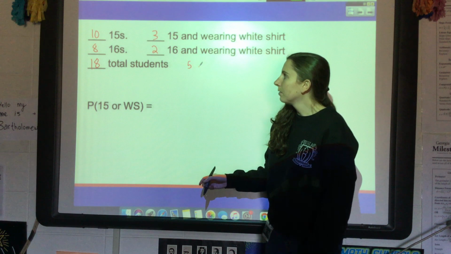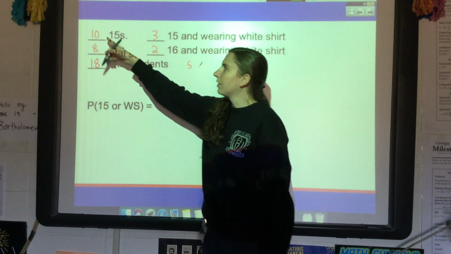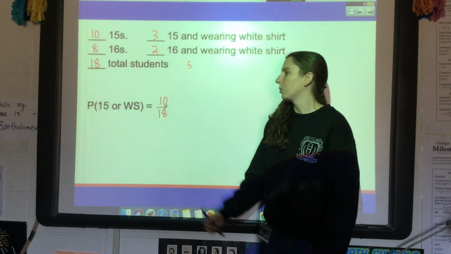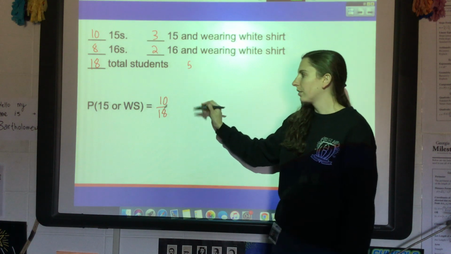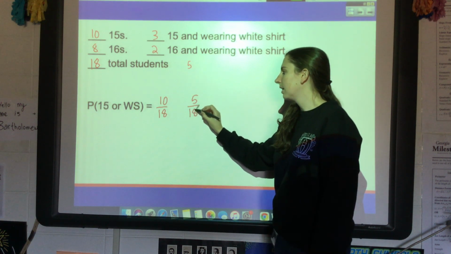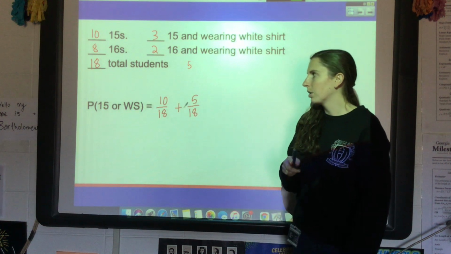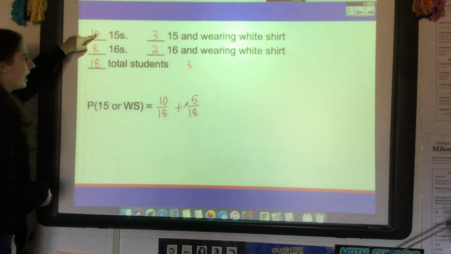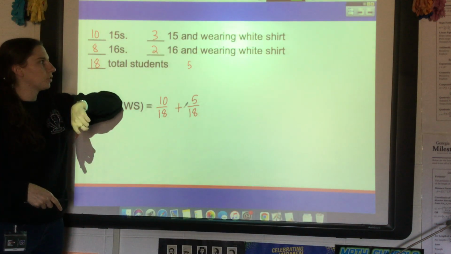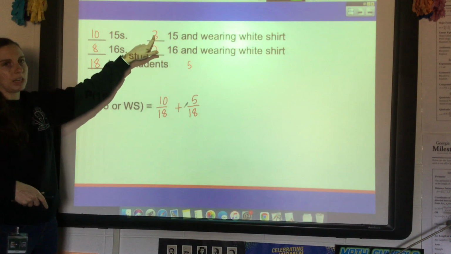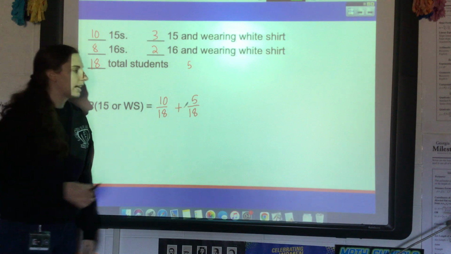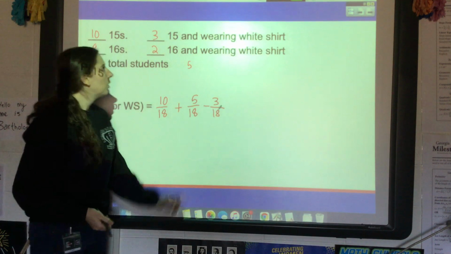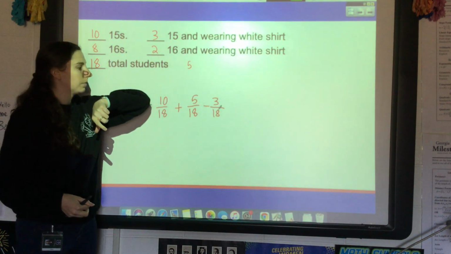Basically, you just add them, right? So the probability of somebody being 15, well, there were 10 of them out of 18. The probability that somebody's wearing a white shirt, there were 5 of them out of 18. And we just add them up, but here's the problem. I have double counted some people. So these 10 15-year-olds included the 3 who were wearing a white shirt. And this 5 also included the 3 who were wearing a white shirt. So a way I can handle this is just subtract the ones I counted twice. Subtract the 3 who were both 15 and wearing a white shirt.